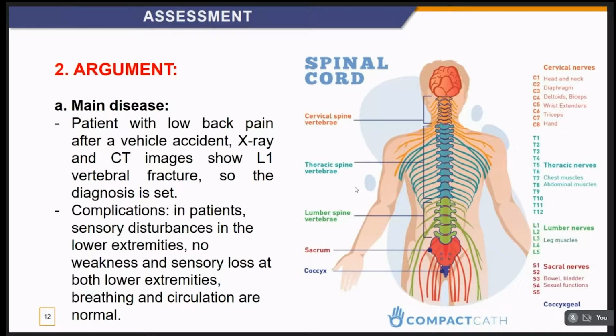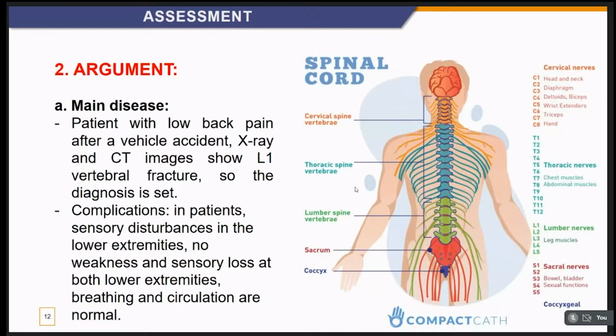The main disease: the patient has low back pain after a vehicle accident. On the X-ray and CT images, there is an L1 vertebral fracture. So the diagnosis is set.